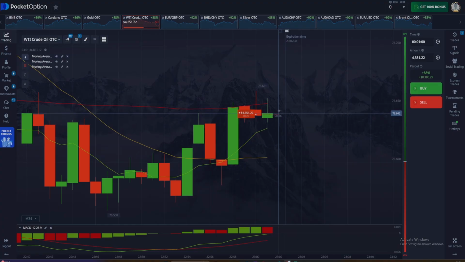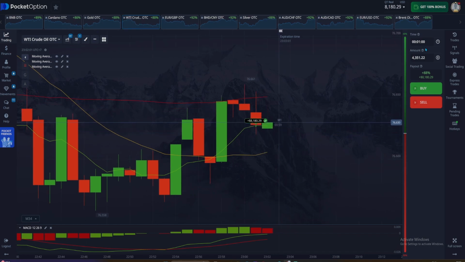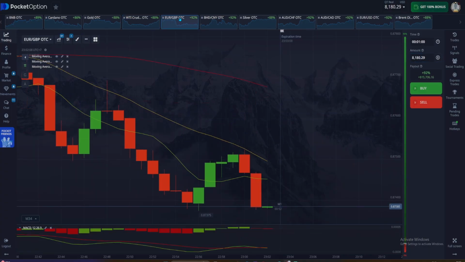Let's see how the price reacts. Yes, exactly as expected, the price rejected downward and we made a profit. Now we can open the market again and look for the next opportunity.